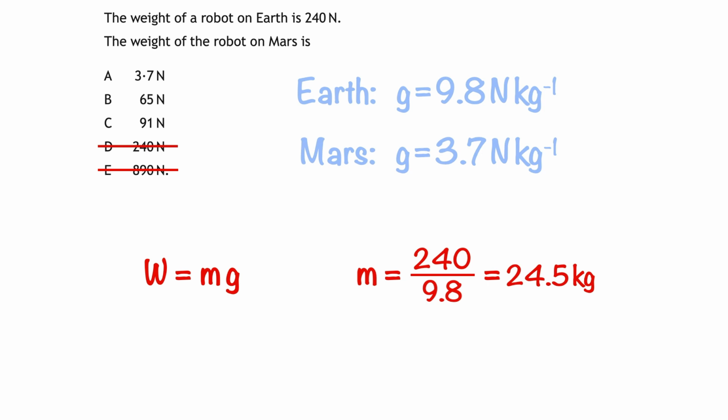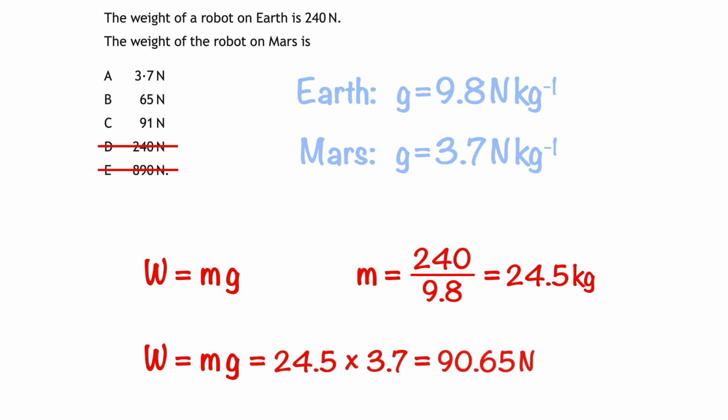The robot's mass will also be 24.5 kilograms on Mars, so we can use the same equation again, but using the gravitational field strength on Mars. That gives us 24.5 times 3.7, which is 90.65 newtons. Written to 2 significant figures, that's 91 newtons. And the answer of C.